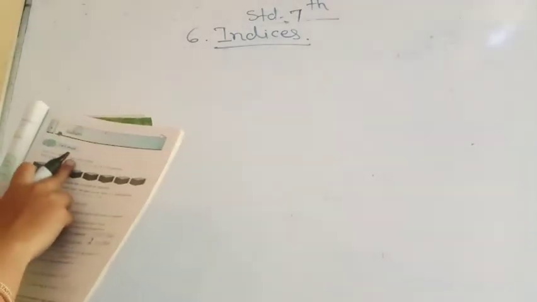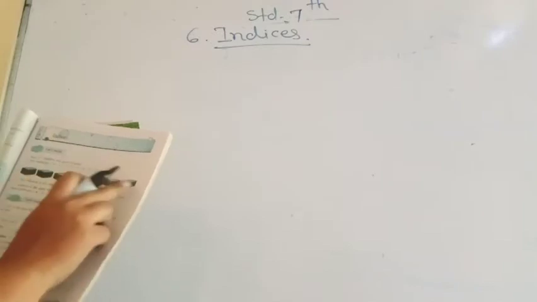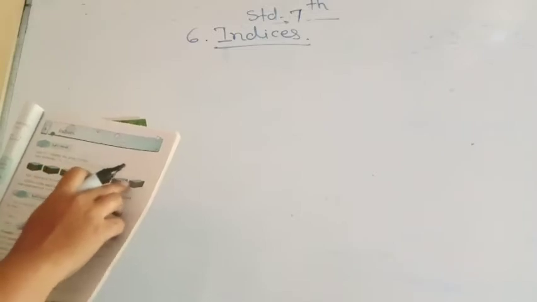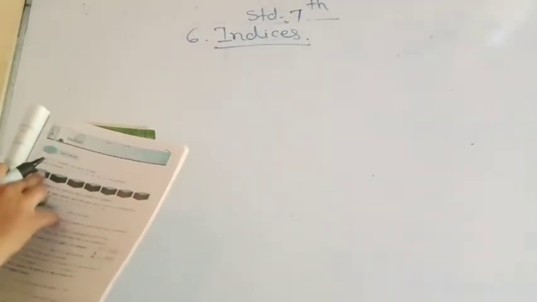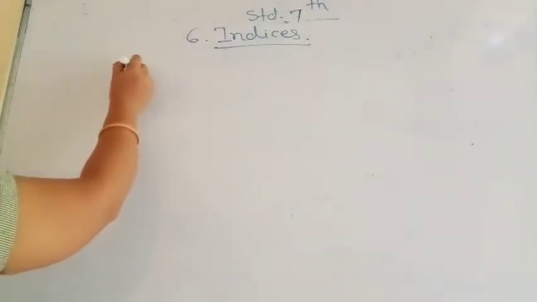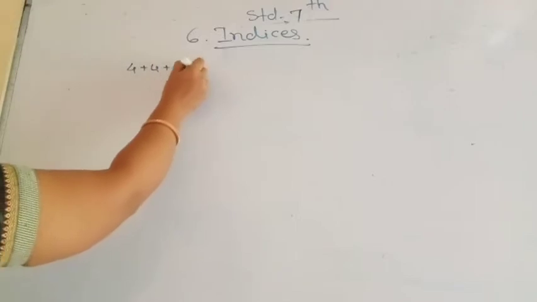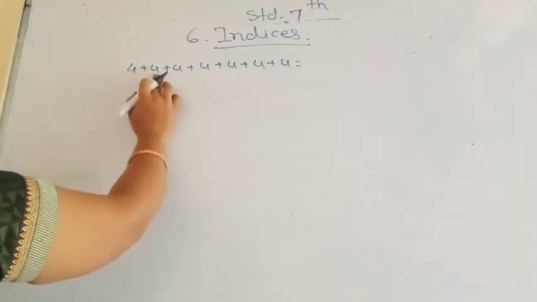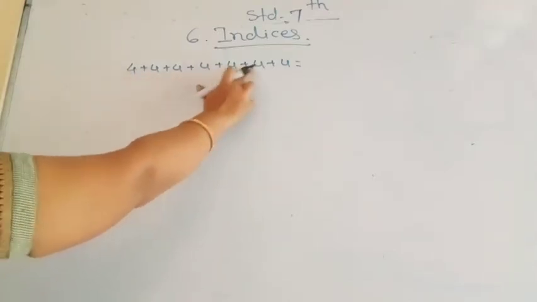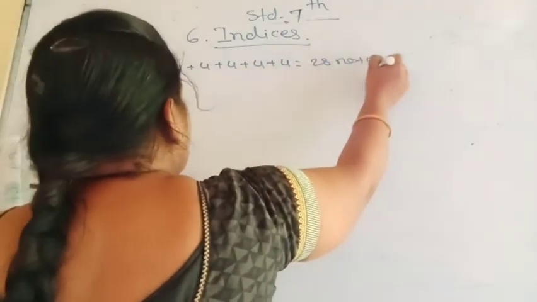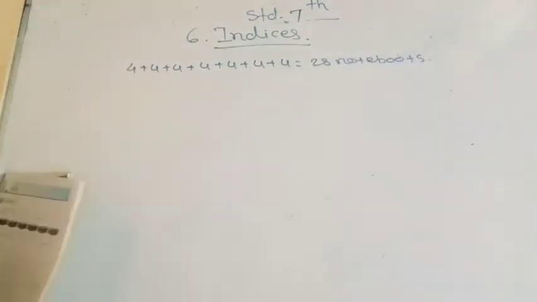Each of 7 children was given 4 books. Here there are 7 children and 7 bundles of these 4 books: 1, 2, 3, 4, 5, 6, 7. In one bundle there are 4 books, and each of 7 children was given 4 books. Then what is the total number of notebooks? This is the addition 4 plus 4 plus 4, seven times. 4 plus 4 is 8, 8 plus 4 is 12, 16, 20, 24, and 4 more, 28 notebooks.